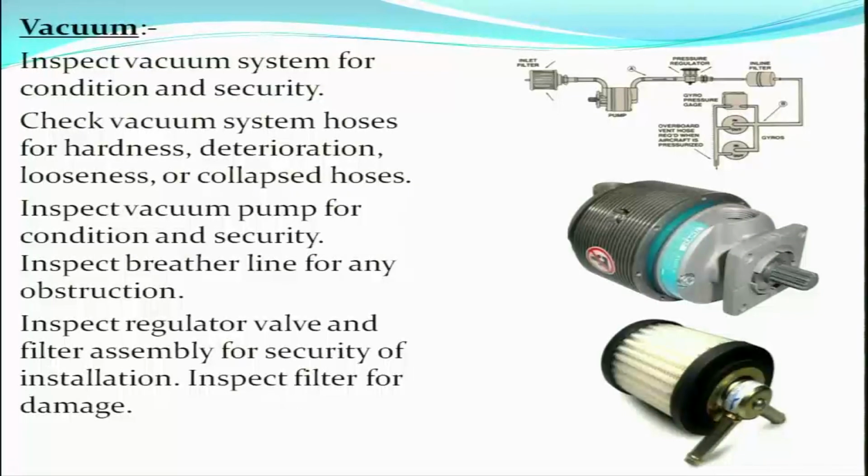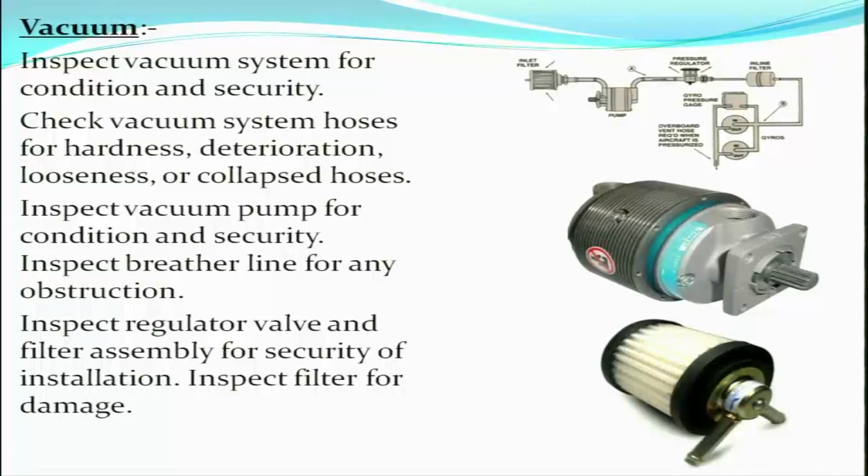Check vacuum system hoses for hardness, deterioration, looseness or collapsed hoses. So all the hoses which are part of the vacuum system are to be inspected for hardness, deterioration, looseness or collapsed hoses. Inspect vacuum pump for condition and security. This is the vacuum pump. We need to inspect the vacuum pump for condition and security of attachment.